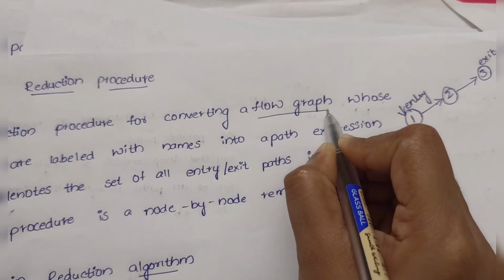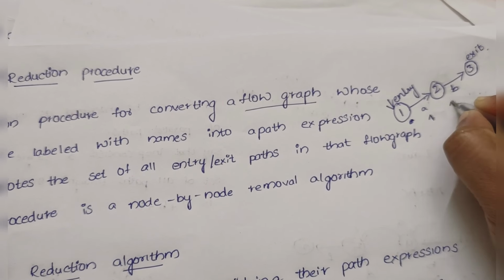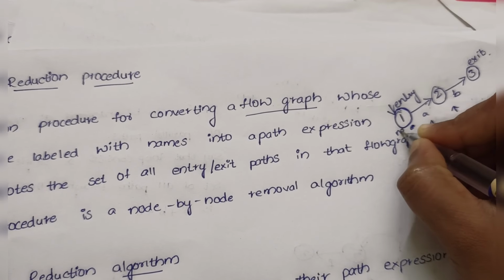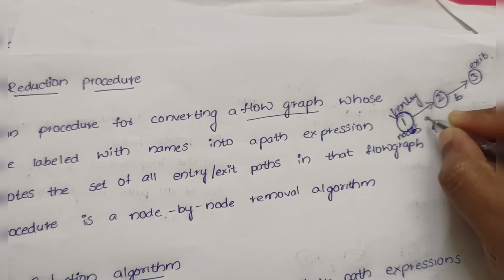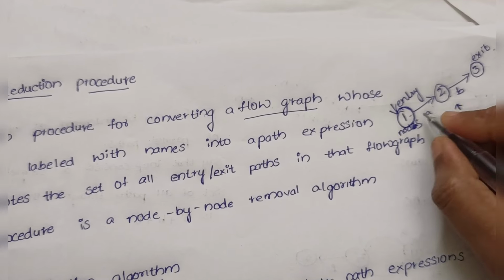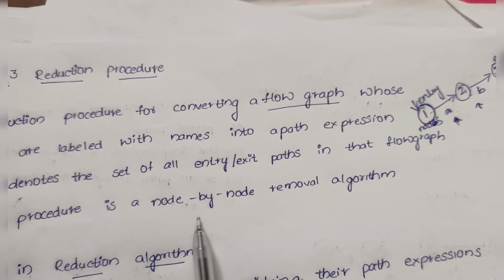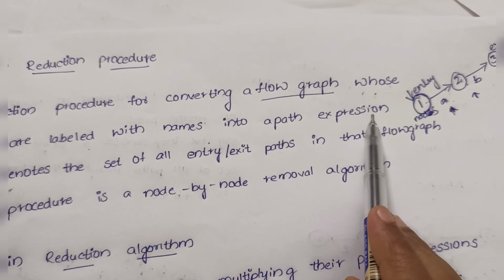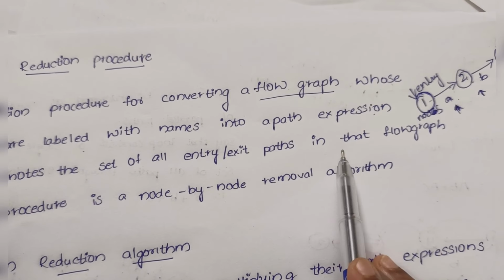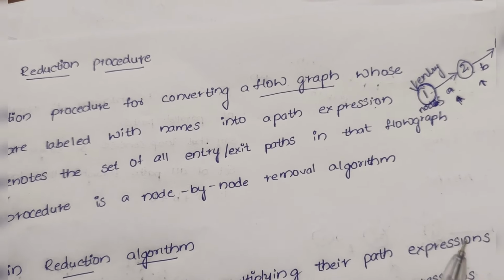Converting a flow graph with these names, which are called names for a graph. These are called nodes. These are links; between 1 and 2 this is a path from 1 to 2, which is named A, labeled with names into a path expression that denotes the set of all entry and exit paths in the flow graph. The procedure is the node by node removal algorithm.